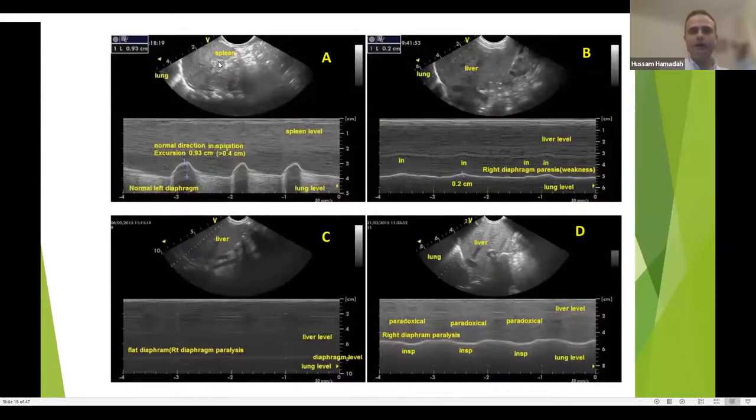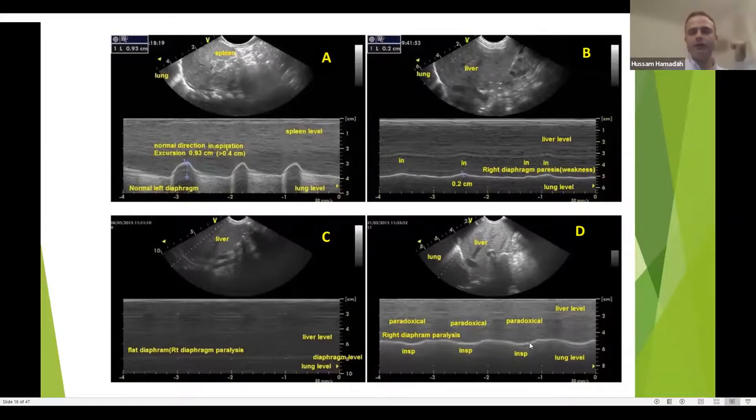So again, here, this is the spleen or liver, this is the lungs, this is the diaphragm, this is the spine. Here, this is the abdomen level with the spleen level. Here is the lung level, and this is the excursion of the diaphragm, very clear. It's moving inside the abdomen in inspiration. This is normal, more than 0.4 centimeter. Here, the diaphragm is very weak, 0.2 centimeter. Here, the diaphragm is flat. While here in inspiration, the diaphragm is paradoxical.